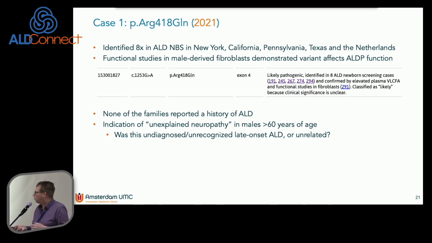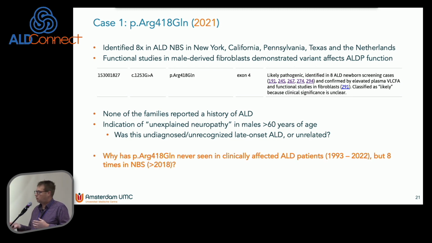There was one unexplained neuropathy in an old male that had passed away, with neuropathy over the age of 60. Was it undiagnosed, unrecognized ALD or something else? We cannot answer that question because the individual is not there anymore. But since I'm holding this registry since 1999, the simple question is, why was this variant never seen before in a clinically affected individual?